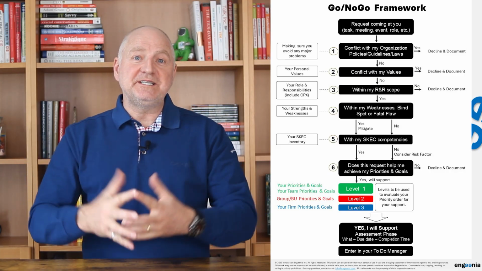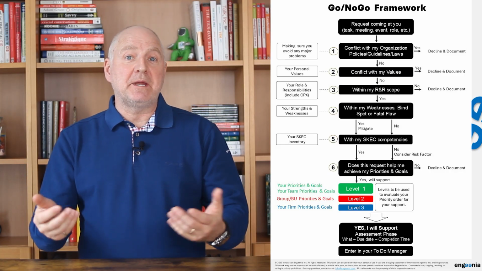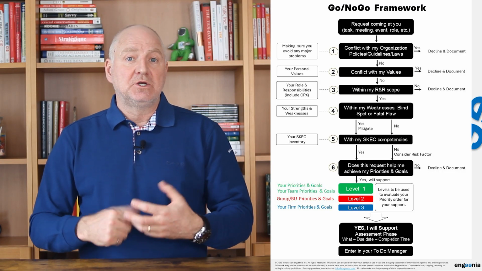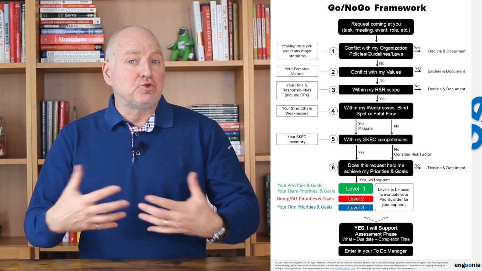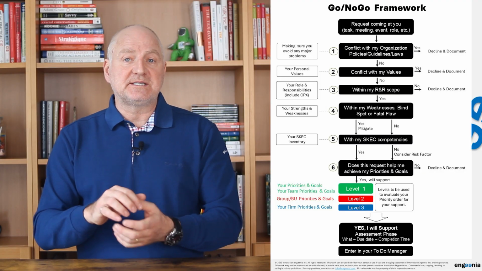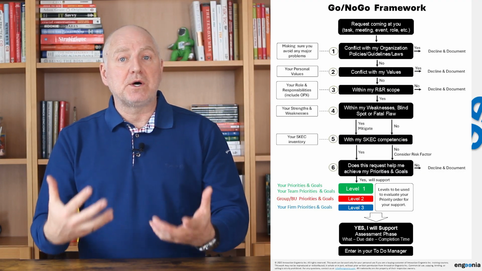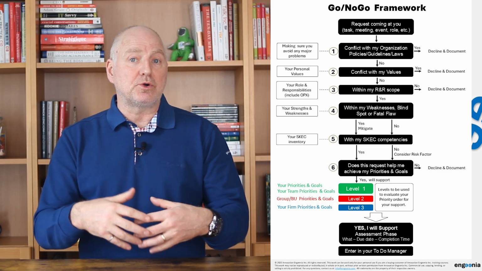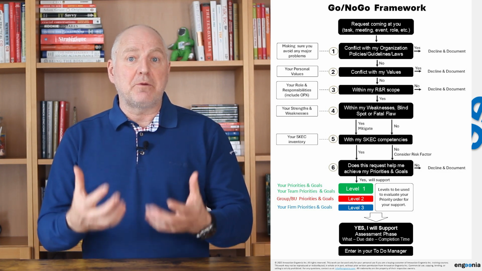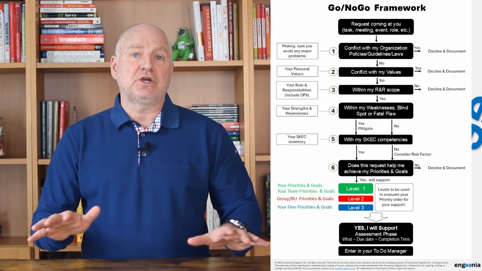At the top, you see the box that represents someone coming at you with a request for something. It can be a task to do, a meeting to attend, an event to go to, whatever it is. What we do next is to go through these 6 lenses to help us decide whether we're going to support or not that specific request. The goal is to ensure that you get the biggest bang for your buck for everything you do.